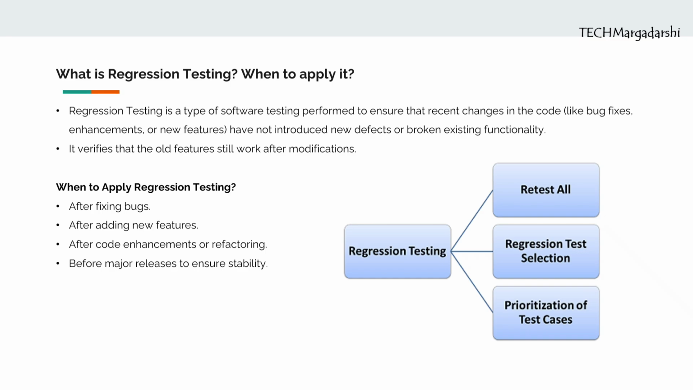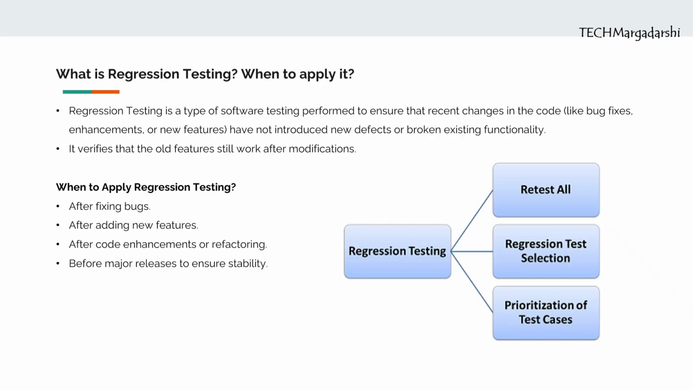The third approach is test case prioritization. Here we run the most important test cases first, like critical business flows or high risk areas, before running others. Advantage, ensures quick feedback on high priority features. Disadvantage, lower priority cases may get delayed.